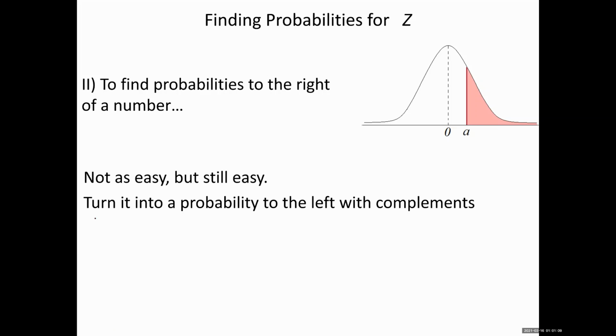Look what it says here. Turn it into probability to the left. We know how to find areas to the left. How do you find the area to the right? Turn it into a problem involving area to the left. We have to do that because we only have the table, and the table only gives us areas to the left. So if a problem is not area to the left, your job is to turn it into an area to the left problem, so that we can use the table, because that's all we have.